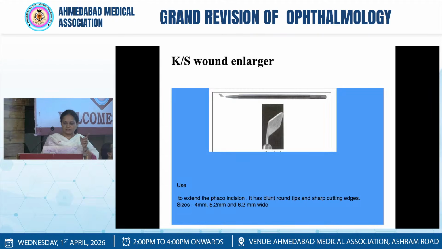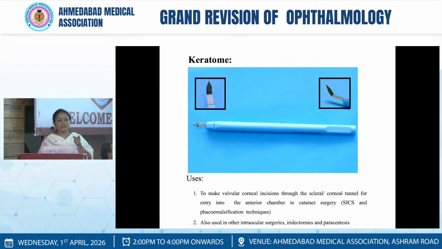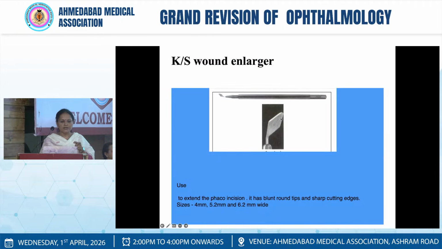Then the wound enlarger. It should also be differentiated from the keratome. Can you see this shape? Suppose I have done phacoemulsification, but I need to enlarge my incision. Then I have to use this wound enlarger. So it may need no suture or minimum suture, as phacoemulsification is a sutureless surgery.